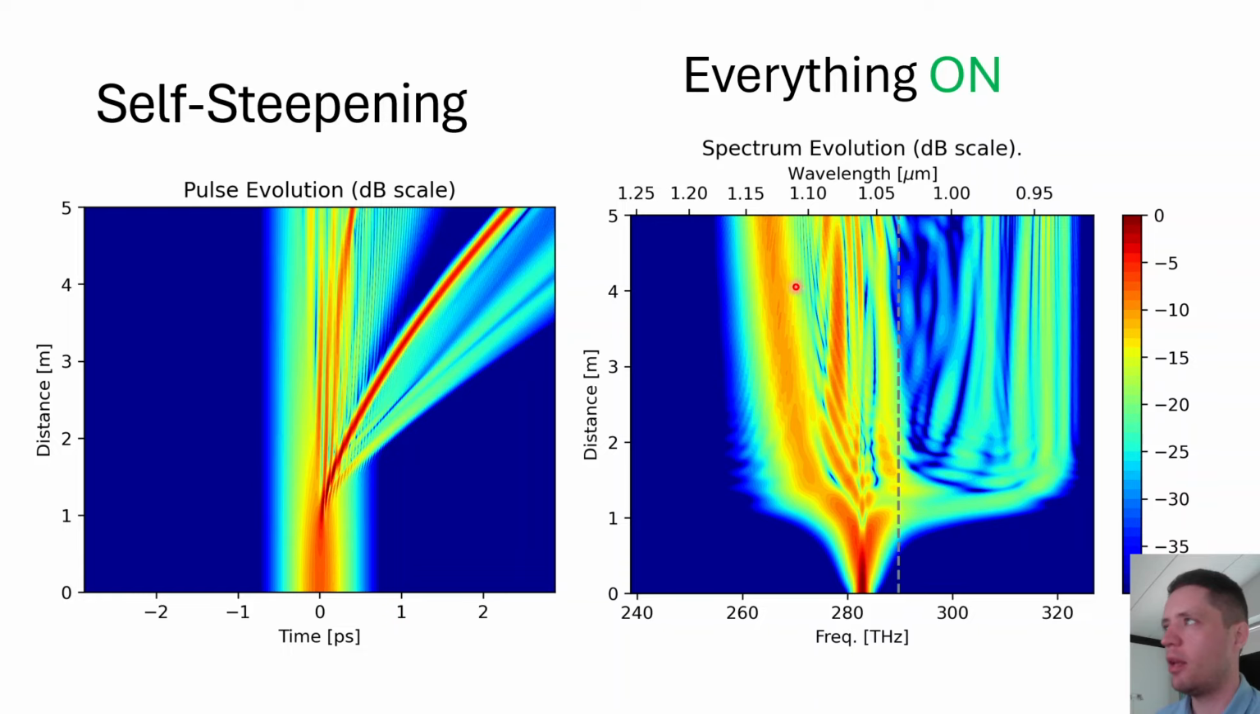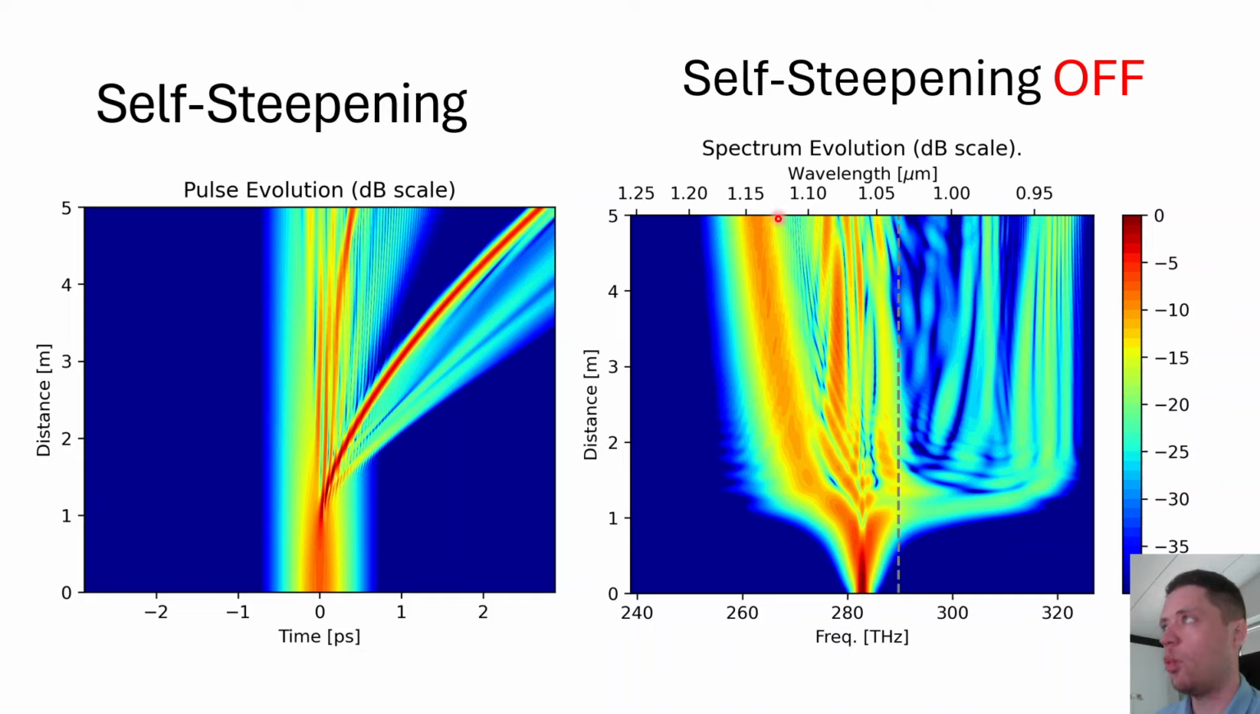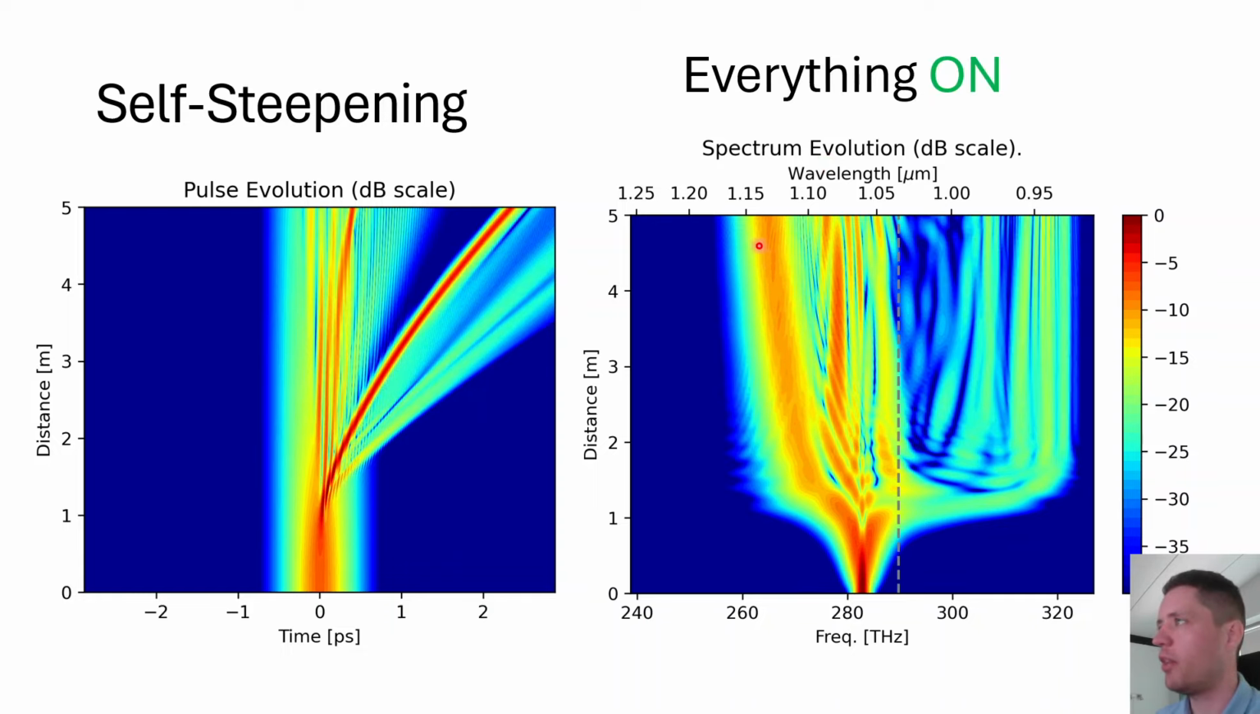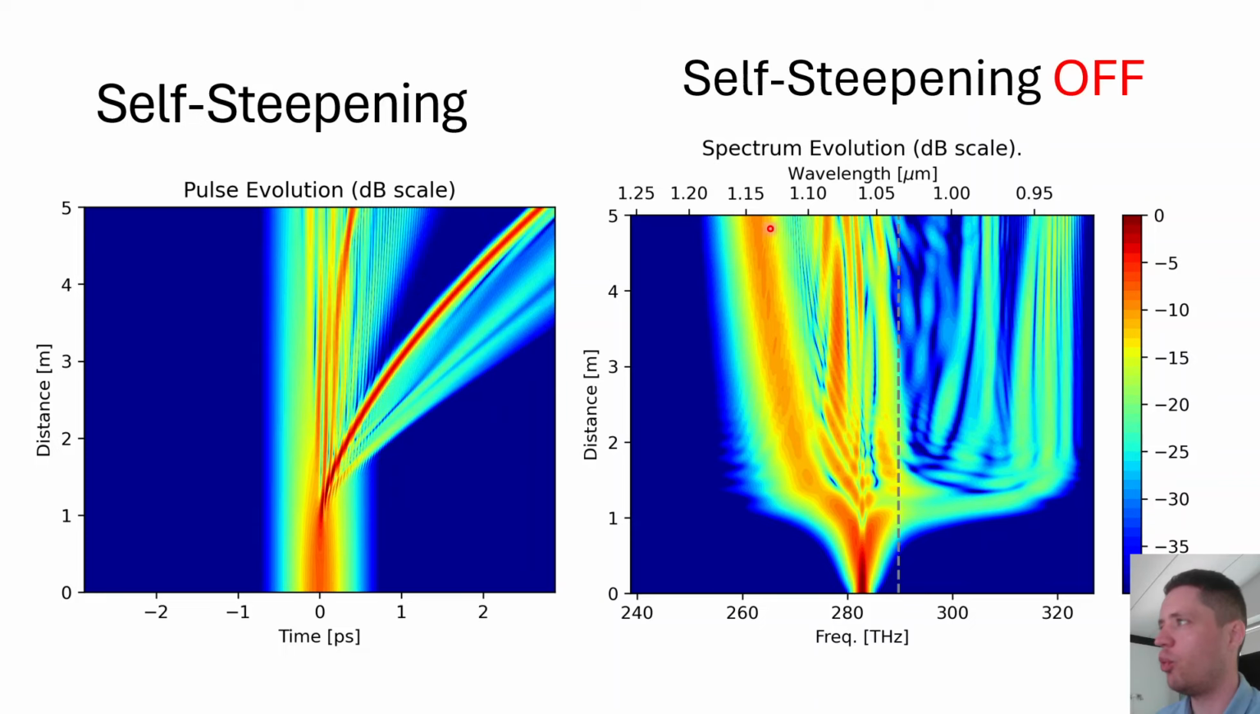In fact, it seems like the main effect on the spectral domain is that the spectrum becomes a little bit broader when we deactivate self-steepening. And if you think back to the previous slide I showed you, that should make sense, because we expect self-steepening to cause a blue-biased broadening. So without that, the pulse is allowed to grow more into the red region right here.